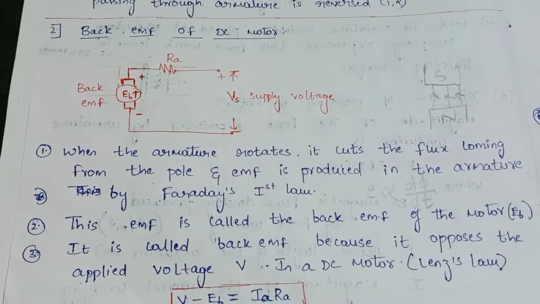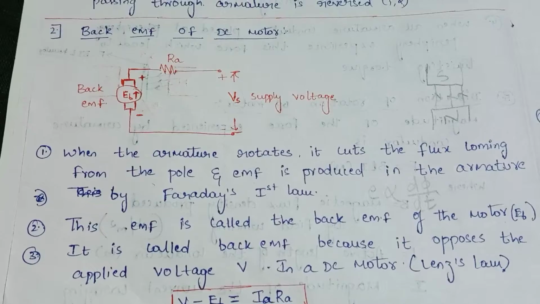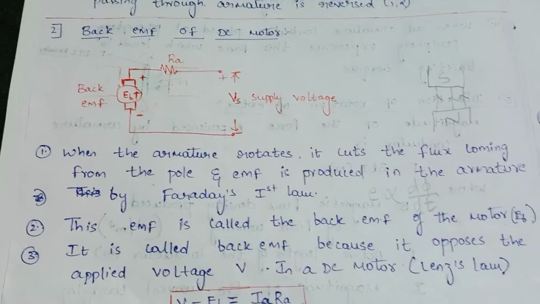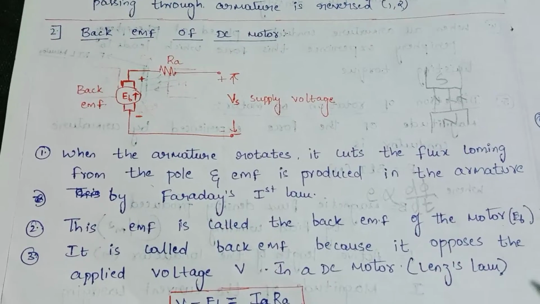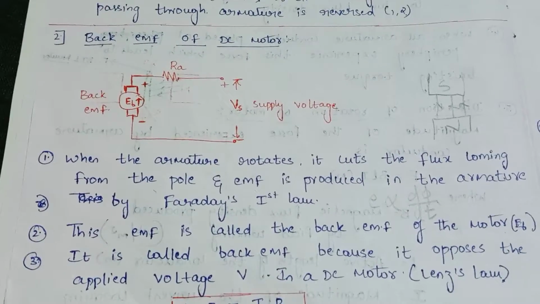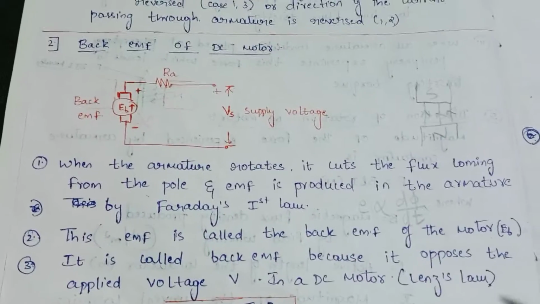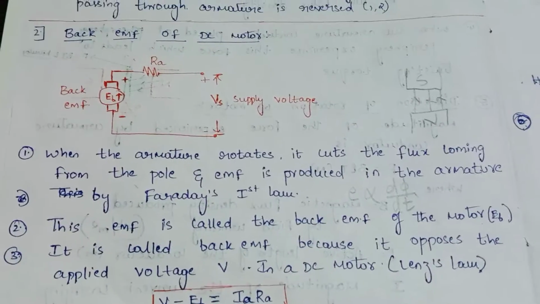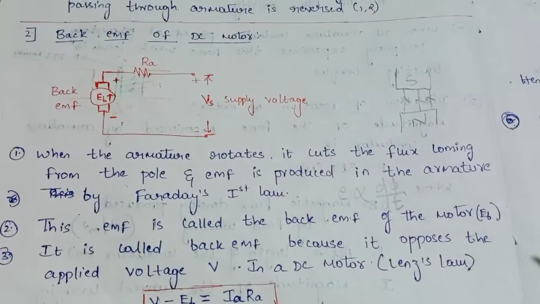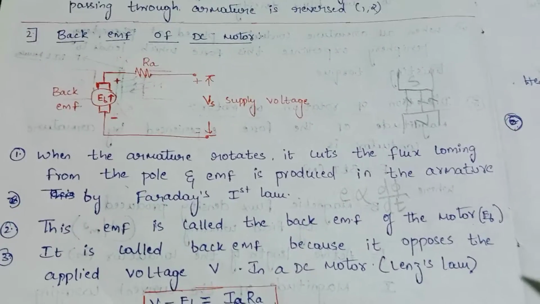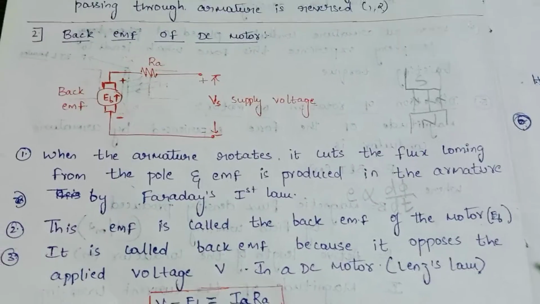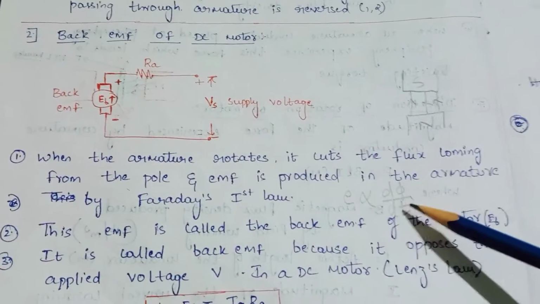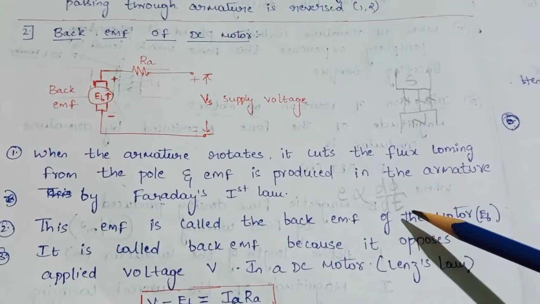Understood? I repeat, when the armature rotates, it cuts the flux coming from the pole and EMF is induced in the armature by Faraday's first law. What does Faraday's first law state? The Faraday's first law states the induced EMF is directly proportional to the rate of change of flux. That is indicated as E is directly proportional to d phi by dt.